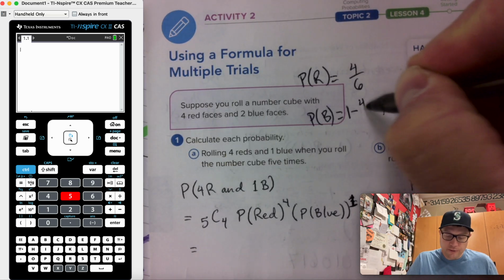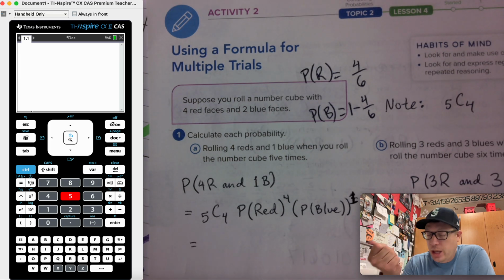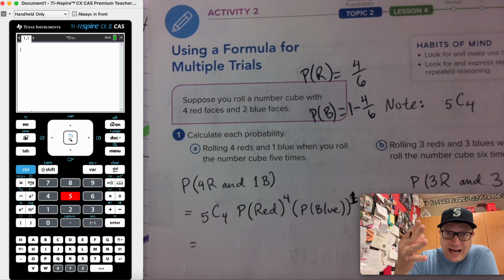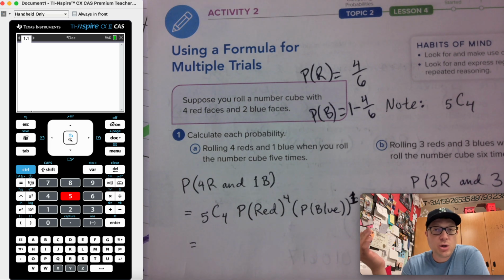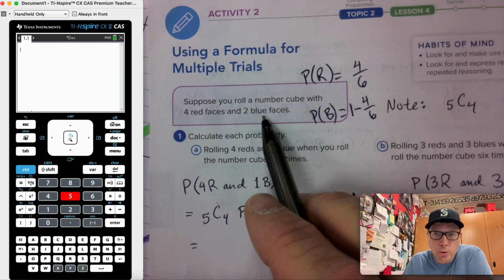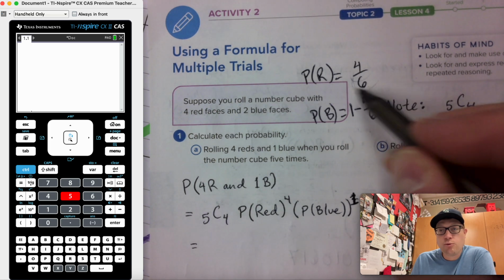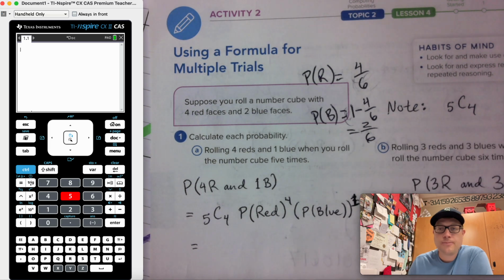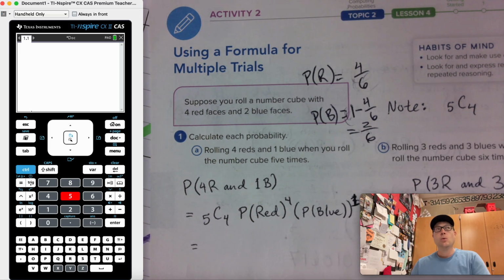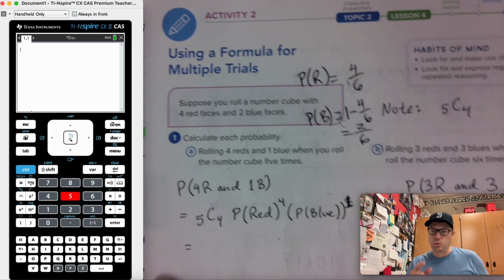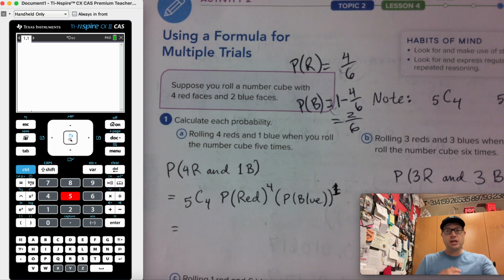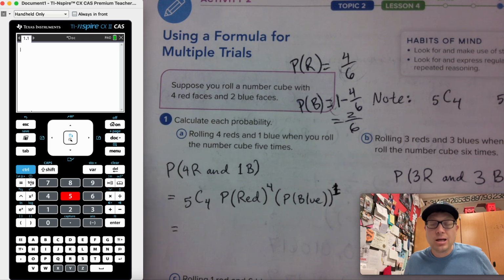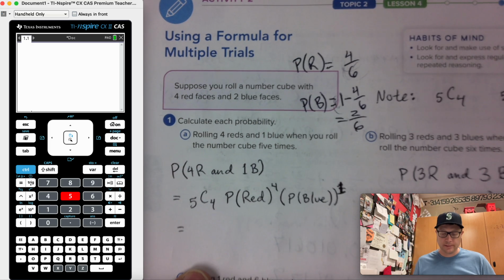1, take away 4/6. Because if you're not rolling a red on the die that you're tossing, then the only other option that you have available is a blue. So take away the probability of red from the 100% total, and you wind up with 2/6, because that's the probability of getting the other shape. When we have this dichotomy, where you have one choice and then the other, that allows us to think about how 100% takeaway is the probability of the other event happening.